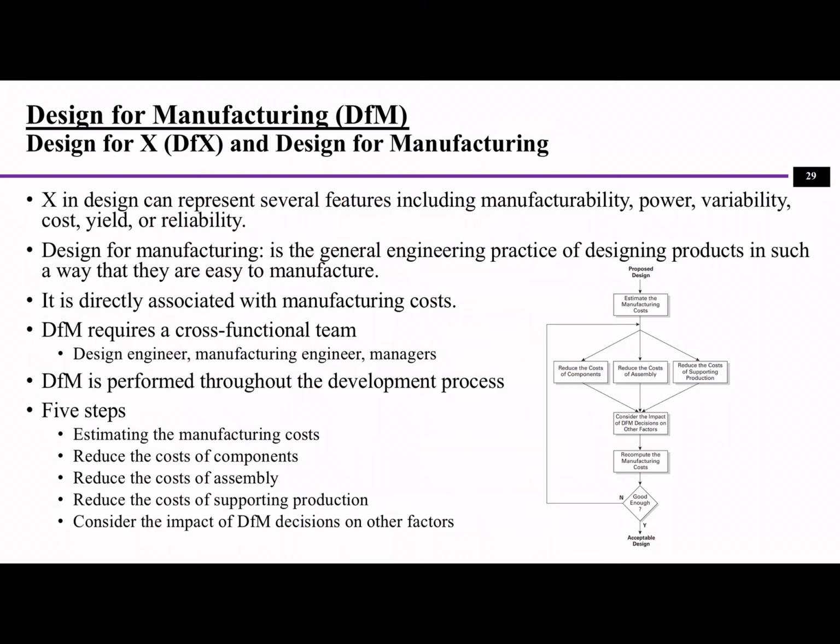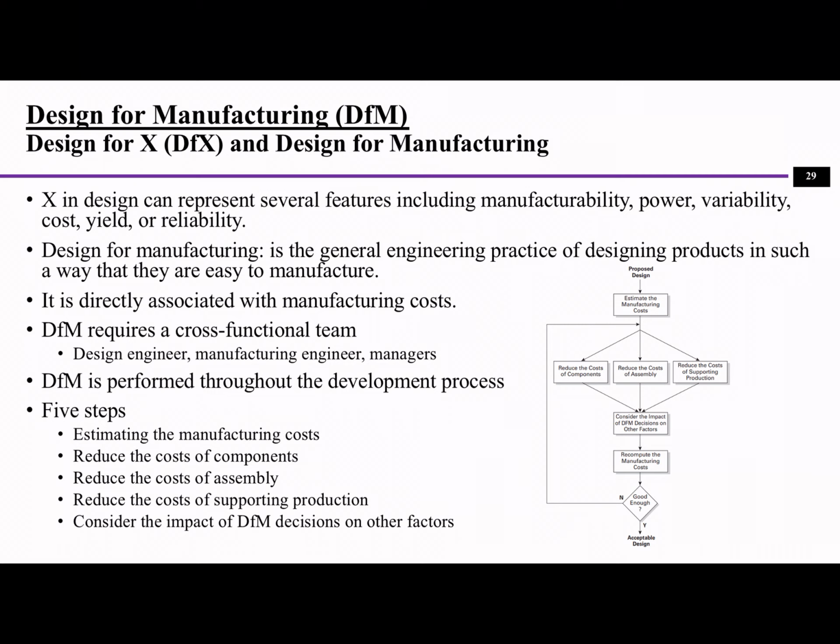Basically, it's a general engineering practice of designing products in such a way that they are easy to manufacture. And design for manufacturing is closely related to manufacturing costs, because the reason I want to do that is to eliminate the cost for manufacturing, and also make sure the manufacturing has good quality, or can be easily manufactured. That's why design for manufacturing really requires a cross-functional team, because it needs knowledge of design, manufacturing, as well as management, right?